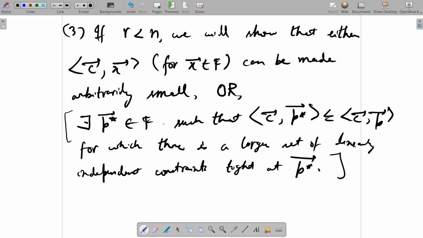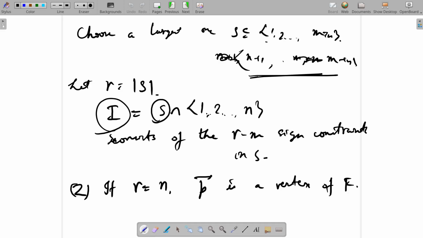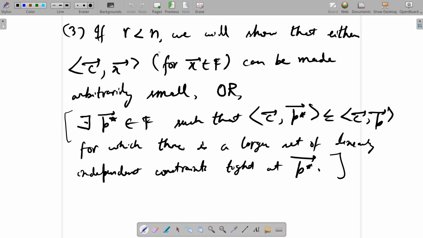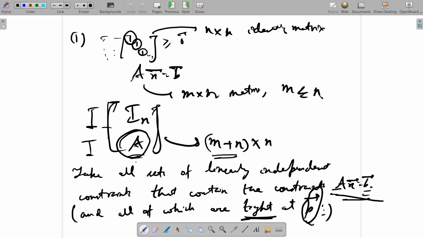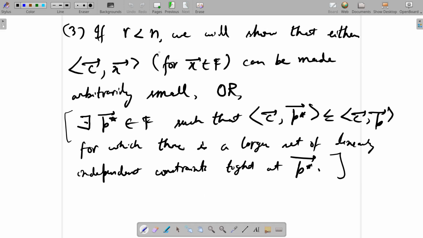So assuming this is true, for this new P star there is also another R, but what this condition is saying, that there is a larger set of linearly independent constraints tight at P star, is just that my RP star is strictly bigger than RP. Then if that RP star is equal to N, we go back to step number 2. Then P star is a vertex of F. If not, we come back to step 3 and keep doing this. But since the rank of this matrix is less than or equal to N, this process is finite. It has to terminate at some point.